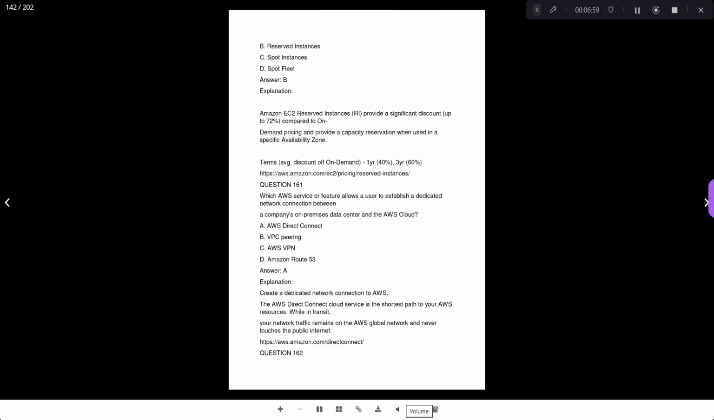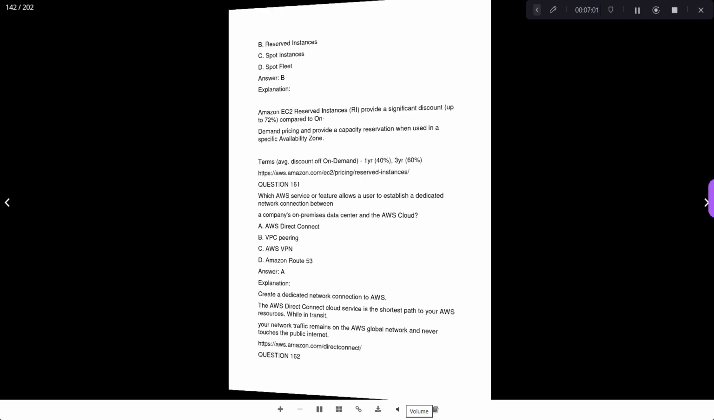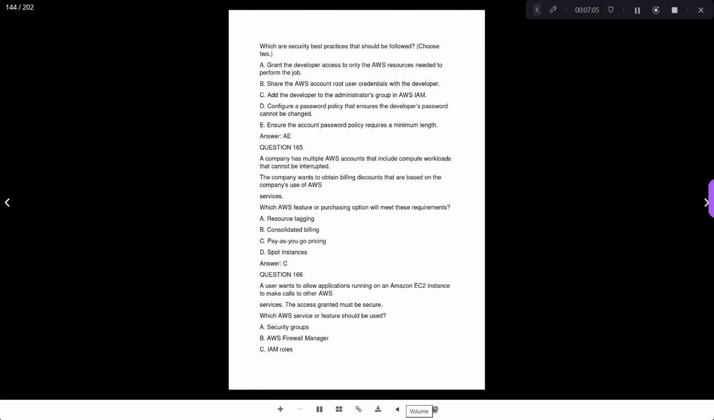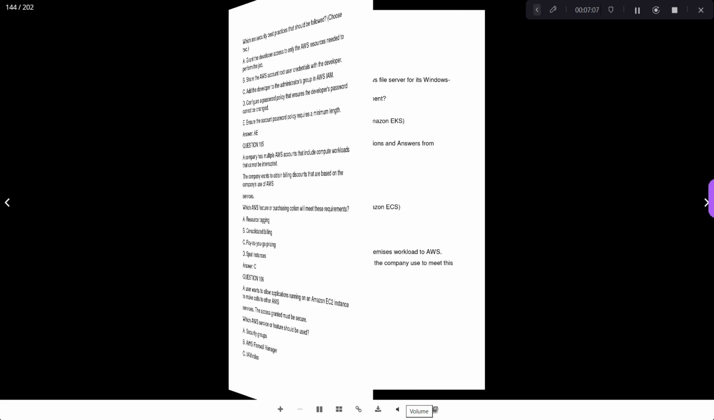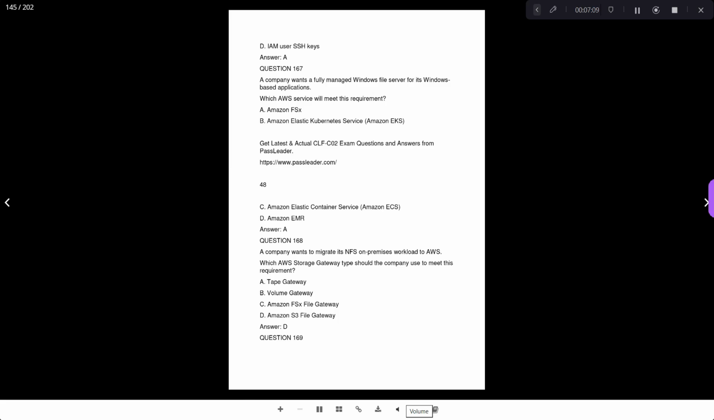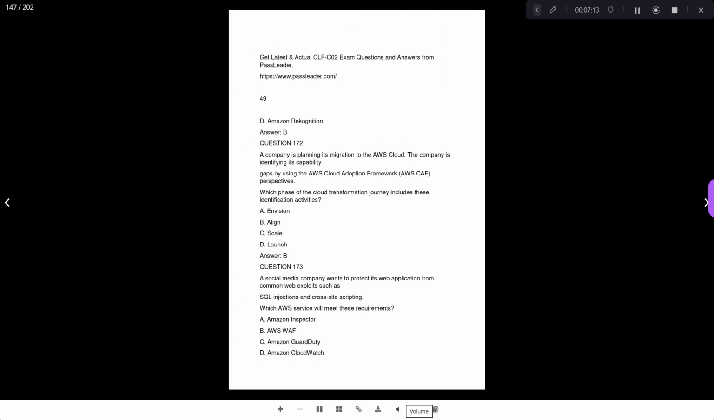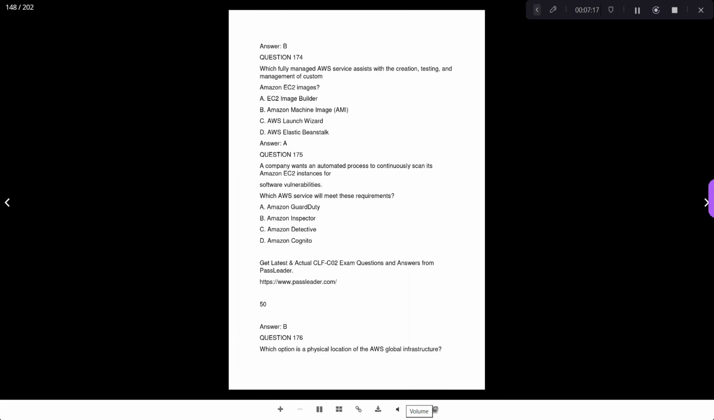Question 58. Hybrid Kubernetes management. Scenario: viewing and managing workloads across EKS and on-premises Kubernetes clusters. Correct answer: use Amazon EKS Connector. Concept: centralized Kubernetes cluster management.